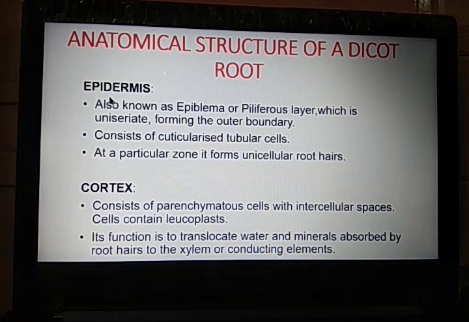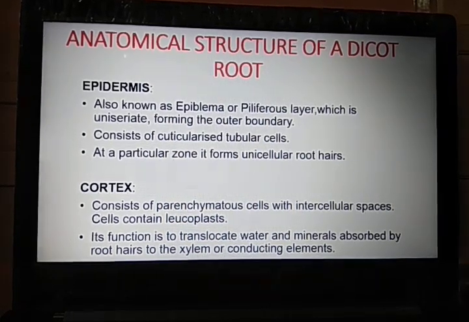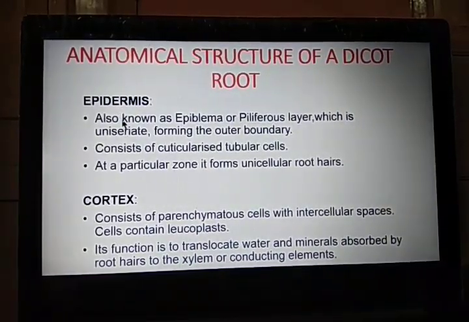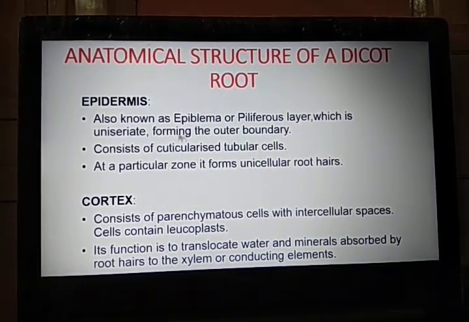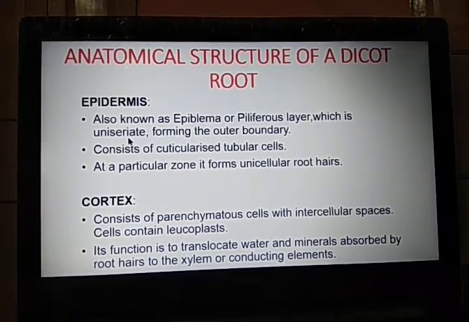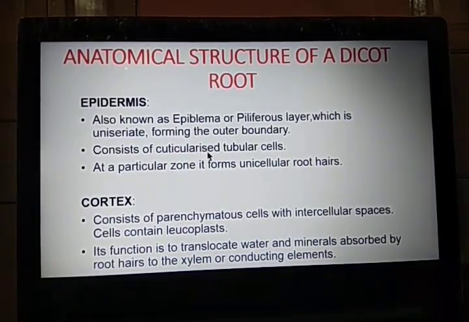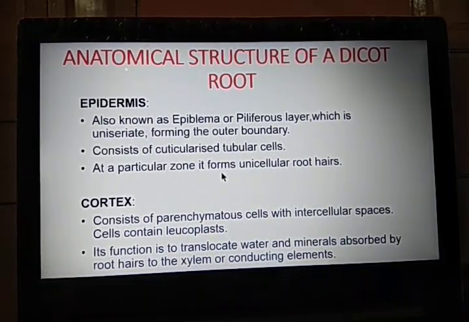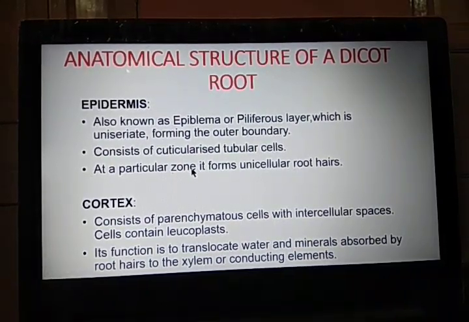When you cut a transverse section of a dicot root, then the outermost layer is known as the epidermis. It is also known as epiblema or piliferous layer, which is uniseriate. It is made up of tubular cells and the cells are cuticularized. Now from these epidermal cells, unicellular root hairs arise at a particular zone, that is the root hair zone.